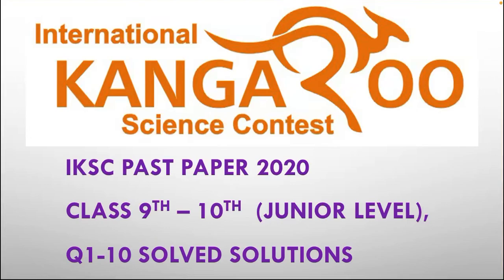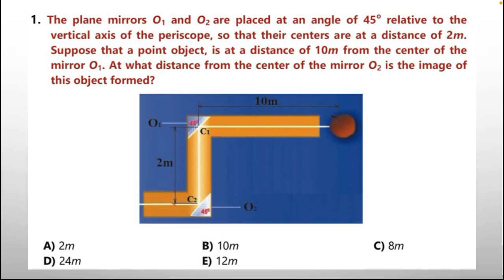This is IKSC, International Kangaroo Science Contest, and this video consists of short solutions of questions number 1 to 10 of the past paper 2020, for class 9th and 10th, which is also known as junior level. Here the video initiates with question number 1.